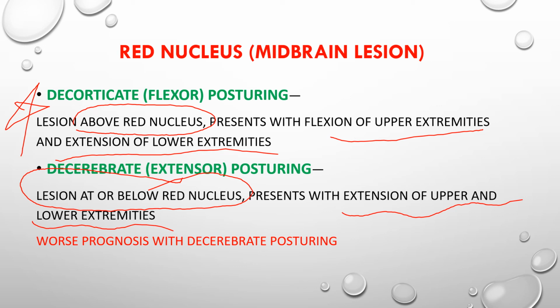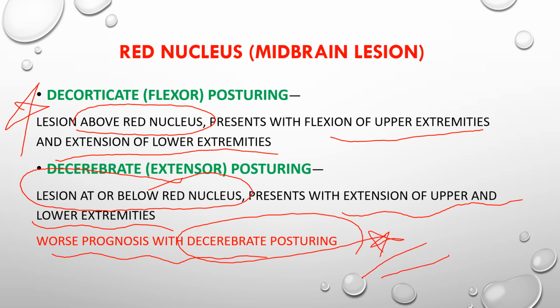So in the decorticate or flexor posturing, the lesion is above the red nucleus and it presents with flexion of the upper extremities and extension of the lower extremities. Whereas in decerebrate extensor posturing, there is a lesion at or below the red nucleus and it presents with extension of both the upper and lower extremities. There is an important point that there is worse prognosis with decerebrate posturing. So the decerebrate posturing has the worst prognosis.